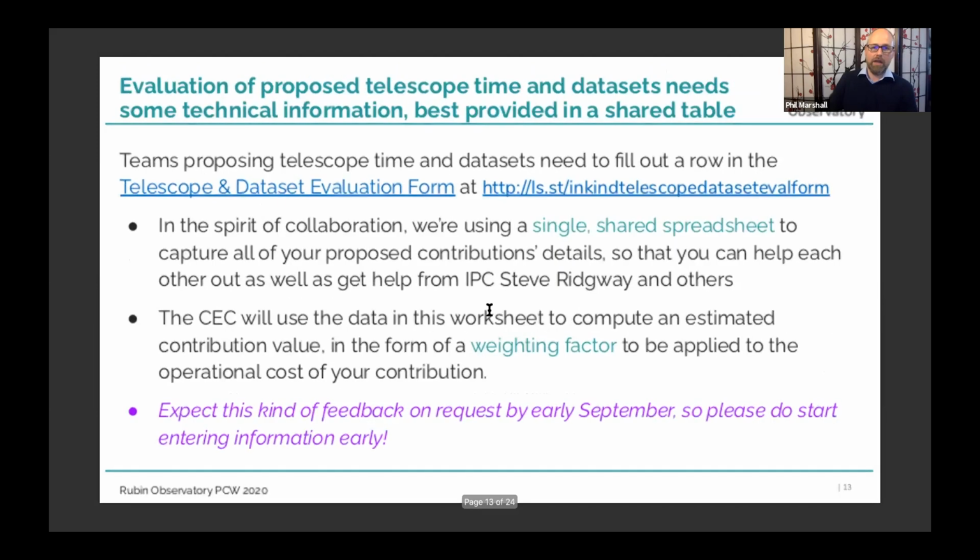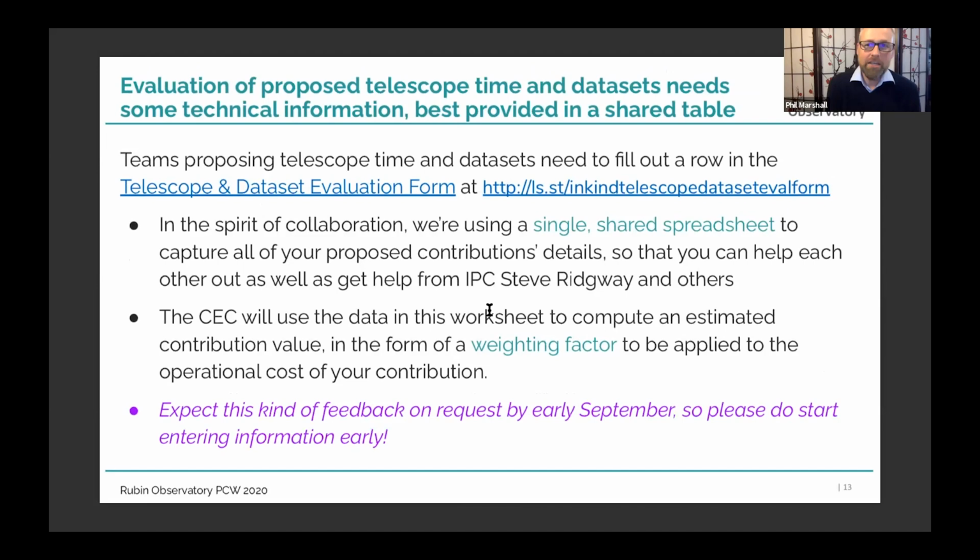So I mentioned this form. You may have noticed this in your proposals. There is a little line under the abstract that says link to the evaluation form. That was a dead link in the proposal document that we gave you. We now have the telescope and dataset evaluation form ready for you to use. At the end of this week, I'll send an email to the proposal leads with the link, but you can already follow it from this slide deck and see what we're going to be asking for.